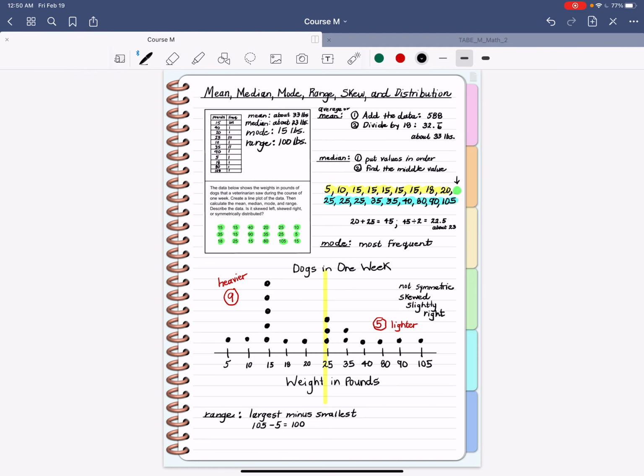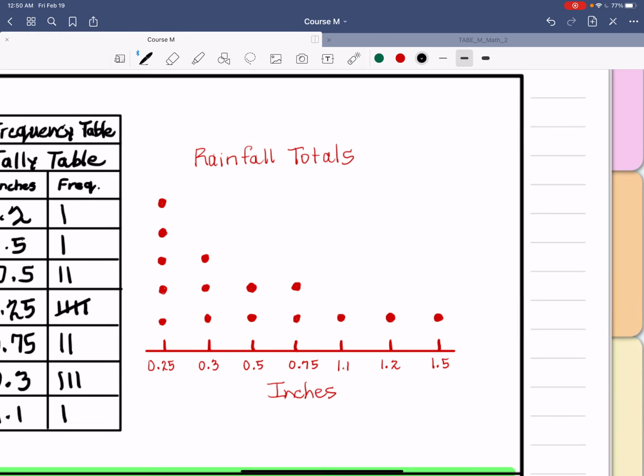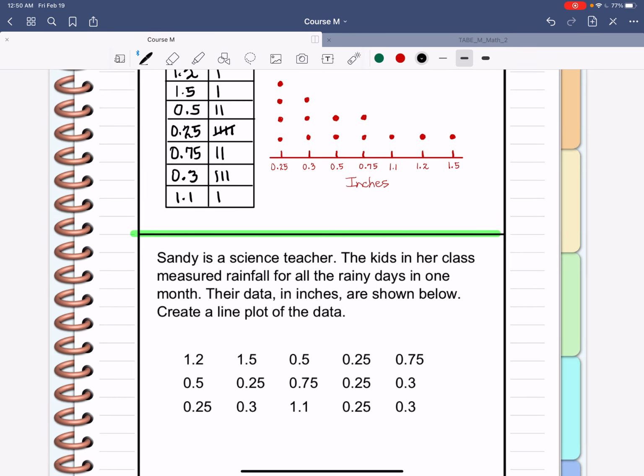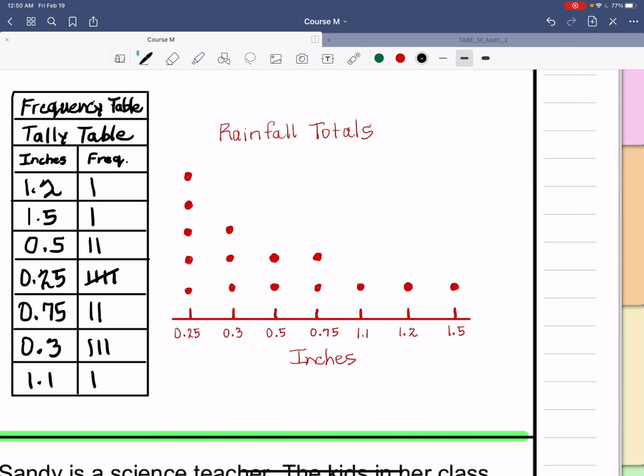Okay, I want to go back just to show you a couple more examples to these, where we did the dot plots and the line plots. And let's talk about the skew on this one. I won't do mean, median, mode, and range, but let's look at skew on this one. So go back to this problem about Sandy as the science teacher and those rainfall totals. And let's draw our halfway point, which is going to be right here. And let's talk about skew on this fella.